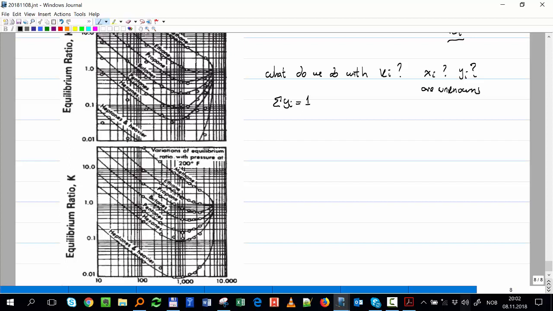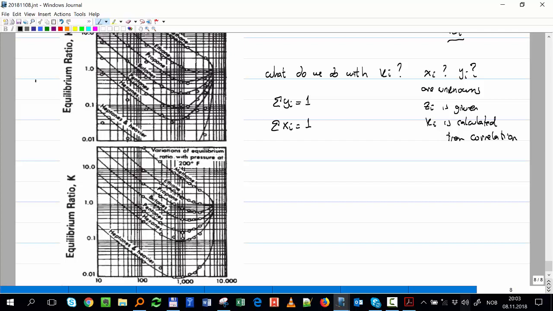Okay, and I have zi given. Zi is given, the mixture composition, and I have also the K, which is calculated from a correlation. So I want to see if I have enough equations to solve how much is xi and how much is yi. So how many equations do I have here? 2 equations only, right? Okay, I have 2 equations.